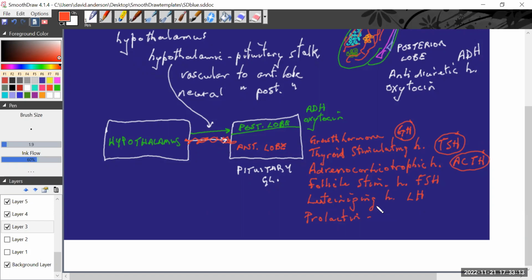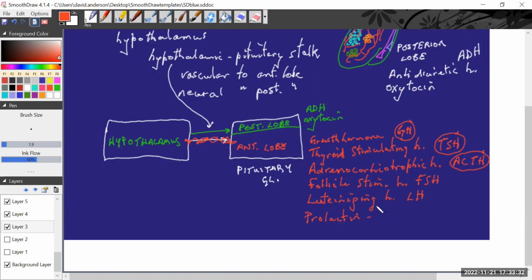There are a few others. There's one called melanin stimulating hormone, but that's not a major one in terms of changing metabolic activity in the body. The rest of these are. So we need to talk about each and every one of these ultimately.